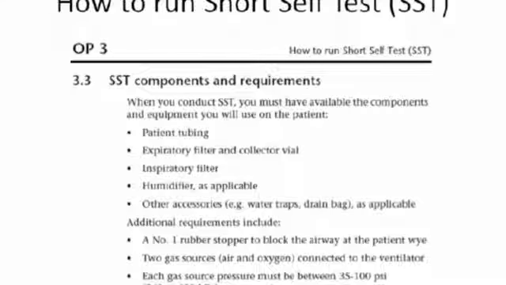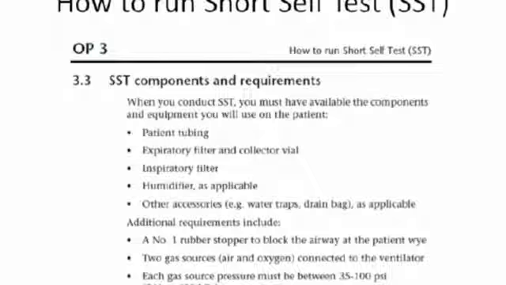Welcome to the Puritan Bennett short self-test tutorial. To conduct a short self-test, you must have available the components and equipment you will use on the patient: patient tubing, expiratory filter and collector vial, inspiratory filter, humidifier as applicable, and other accessories.